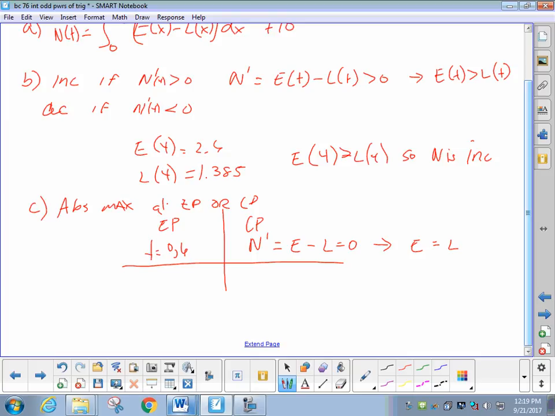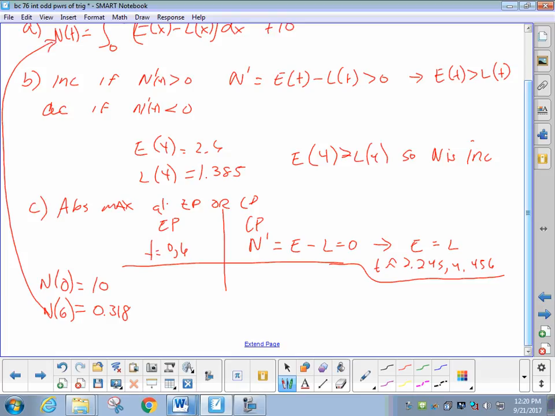So your candidate there is at time equal 2. This happens at 2.245 and 4.456. Do you agree with Harmony? Yes? Okay then. Way to go, Harmony. You're a champ. N at 0 was 10. N at 6 was 0.318. I'm using my N function, by the way, to make this calculation, or at least Harmony was.